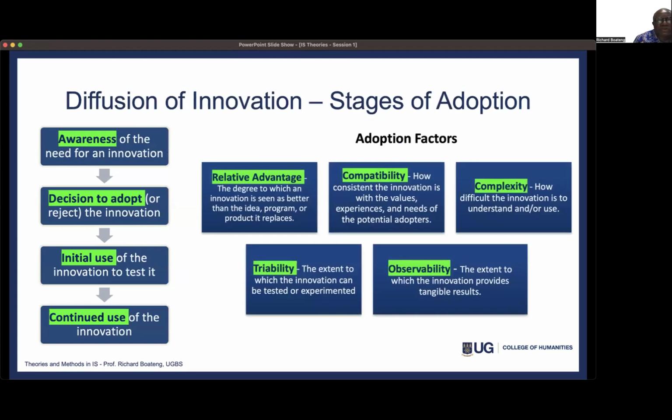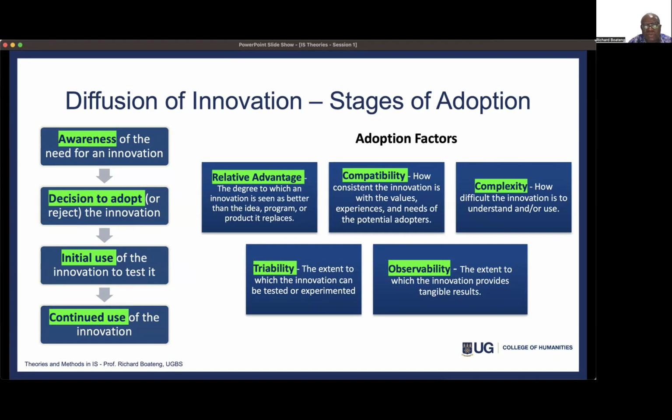So to be able to appreciate how a person would move from diffusion to adoption, he came up with certain strategies. He said that you become aware of the innovation, you decide to adopt it or reject it at the innovation stage. Then you do initial use of it to test it, and then you can move to continual use. The adoption factors that influence whether an organization will use these findings or not: one.